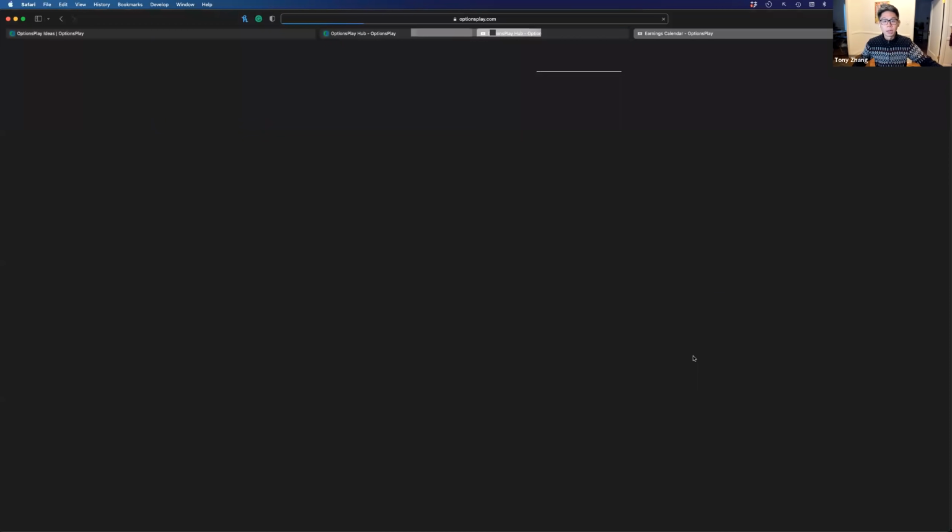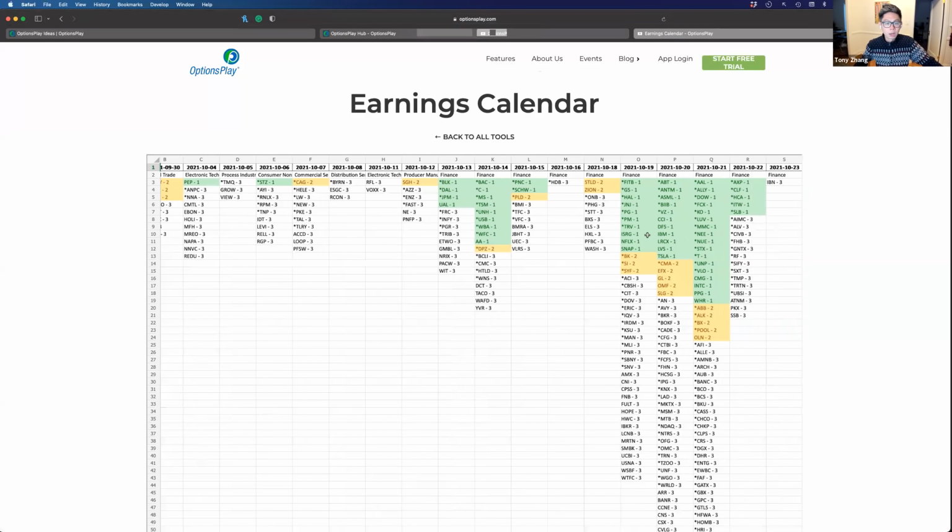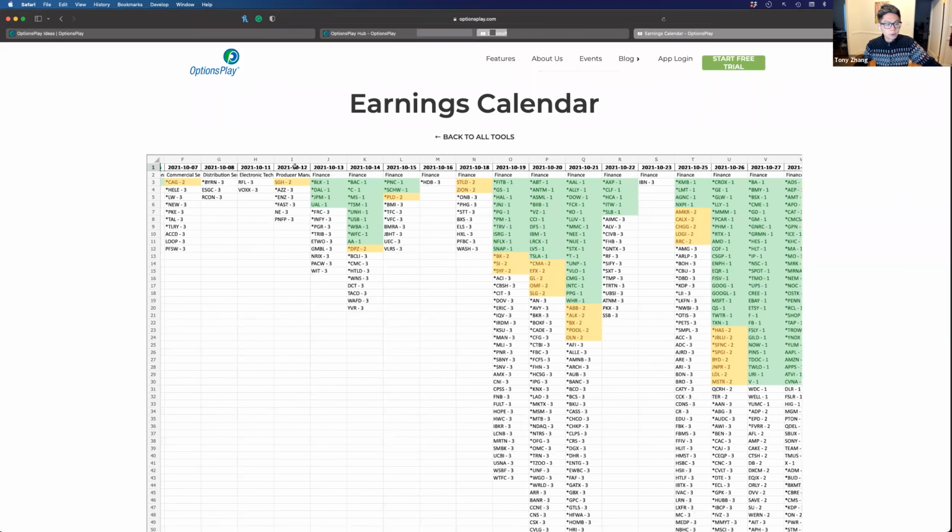I'll show you how to use this earnings calendar, and I will do a separate session coming up. But as you can see, you have the dates across the top. And as you can see, the week of October 11th is pretty light on the earnings calendar, not a whole lot.